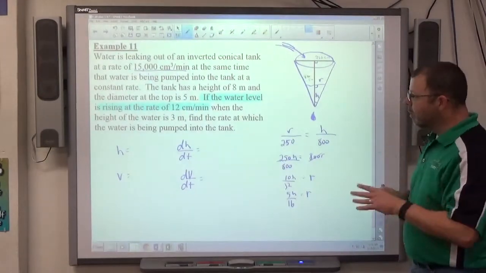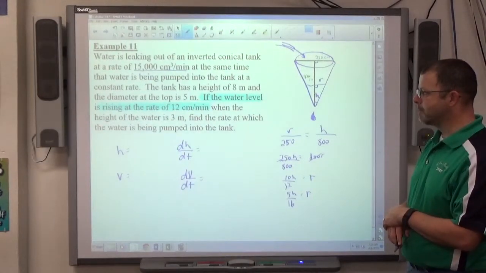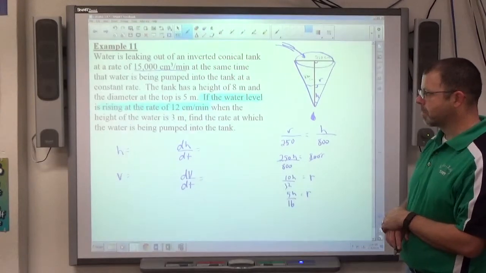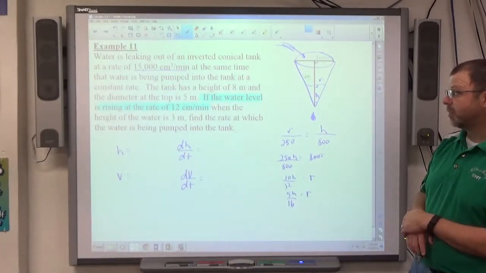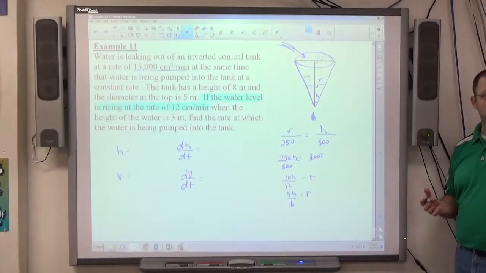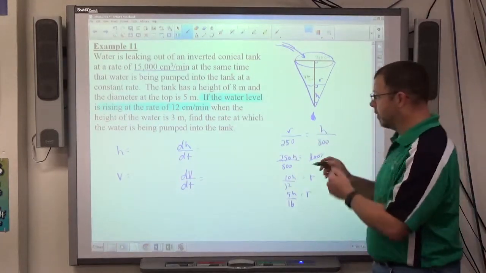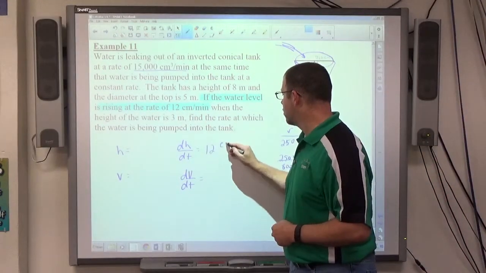So, what's dH over dt? 12. Is it positive 12 or negative 12? Positive. And it's positive because the water is rising, getting bigger, H is getting bigger. So positive 12 centimeters per minute.